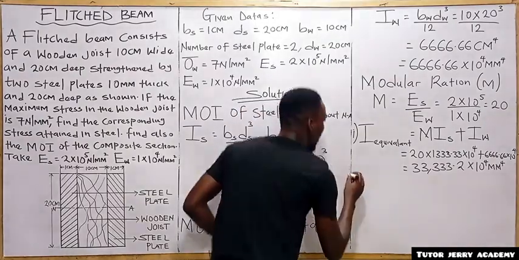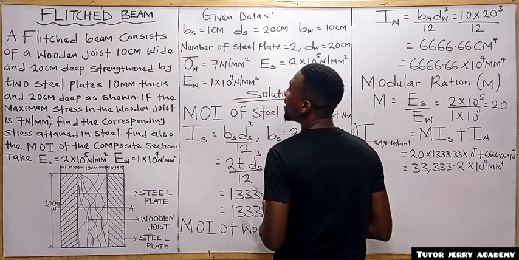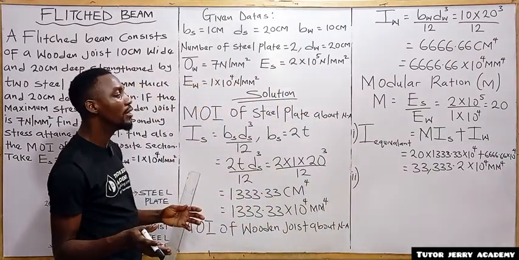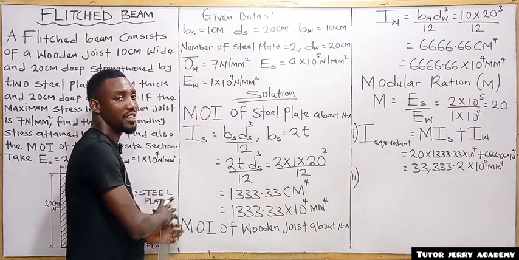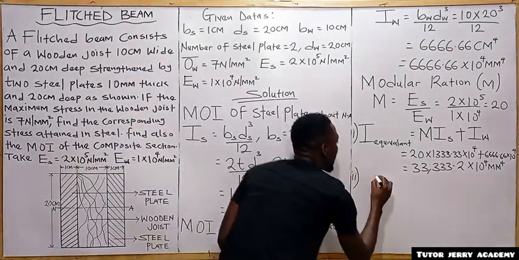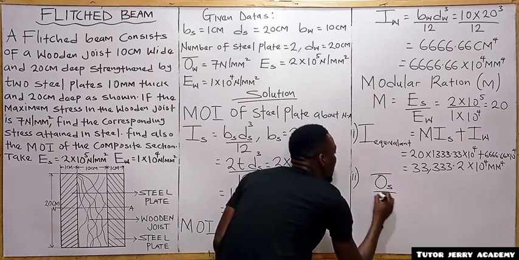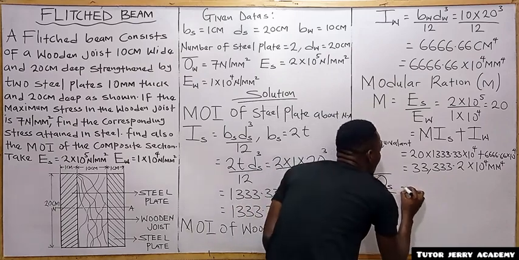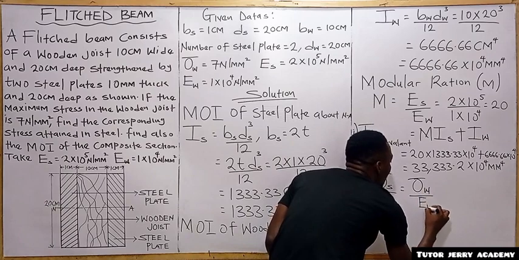All right. So the second question says we should find the corresponding stress. So for us to do that, you are going to recall we said the strain in the steel is equal to the strain in the wood, right? And this is the formula for strain. That is the stress in the steel over the modulus of elasticity in steel is equal to the stress in the wood over the modulus of elasticity in the wood.